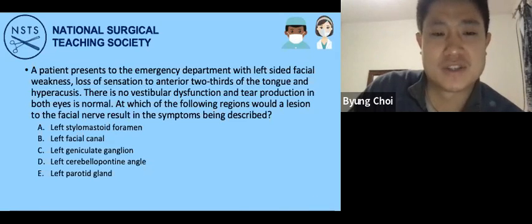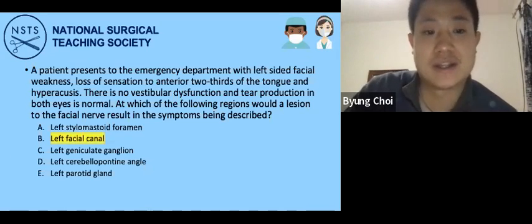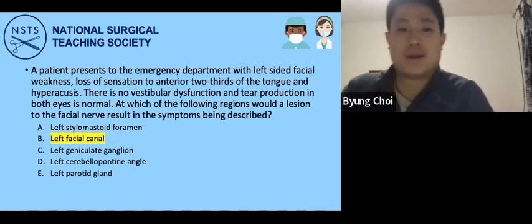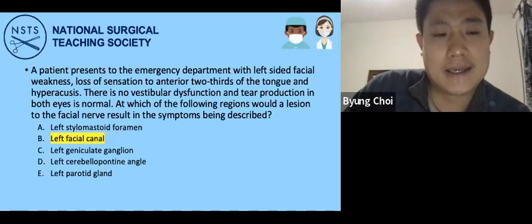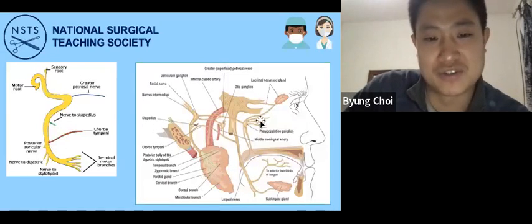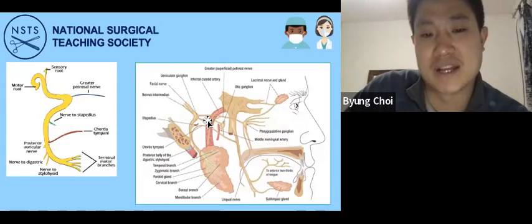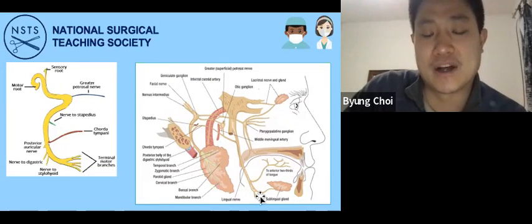It's a tough question, this one. The answer to this one is the left facial canal. I hated revising this one, but knowing the anatomy of the facial nerve and knowing where the branches come off to innervate various structures will help you try to just essentially work this out.